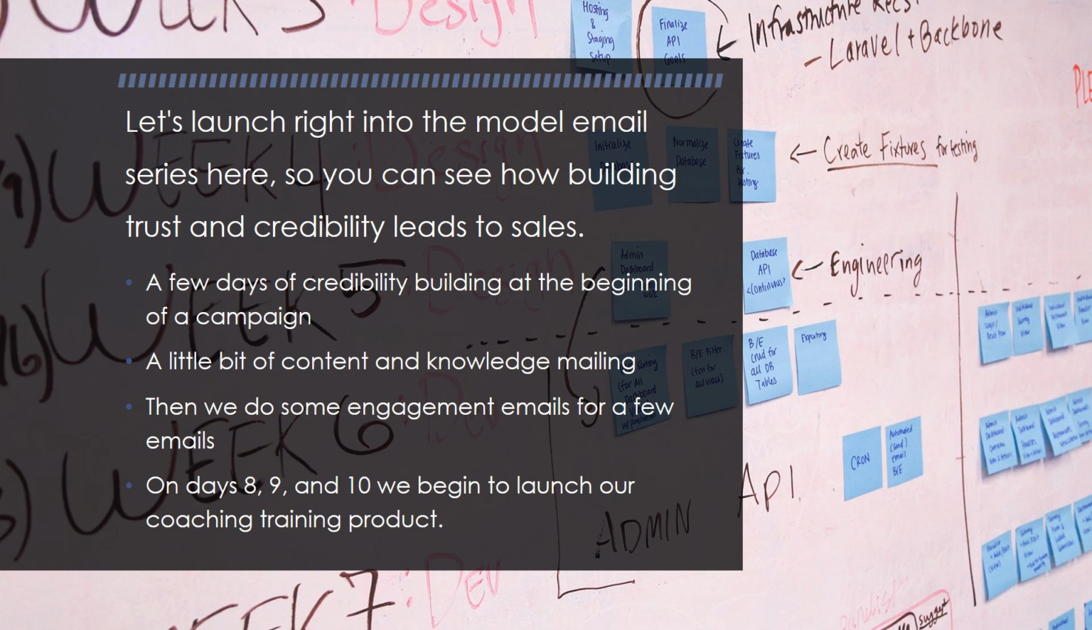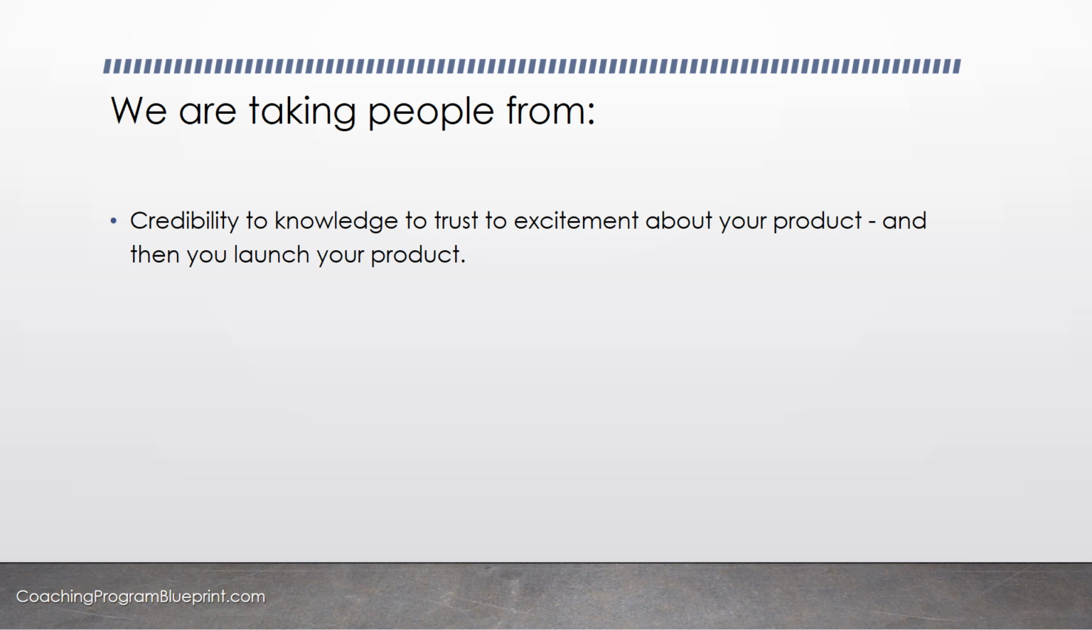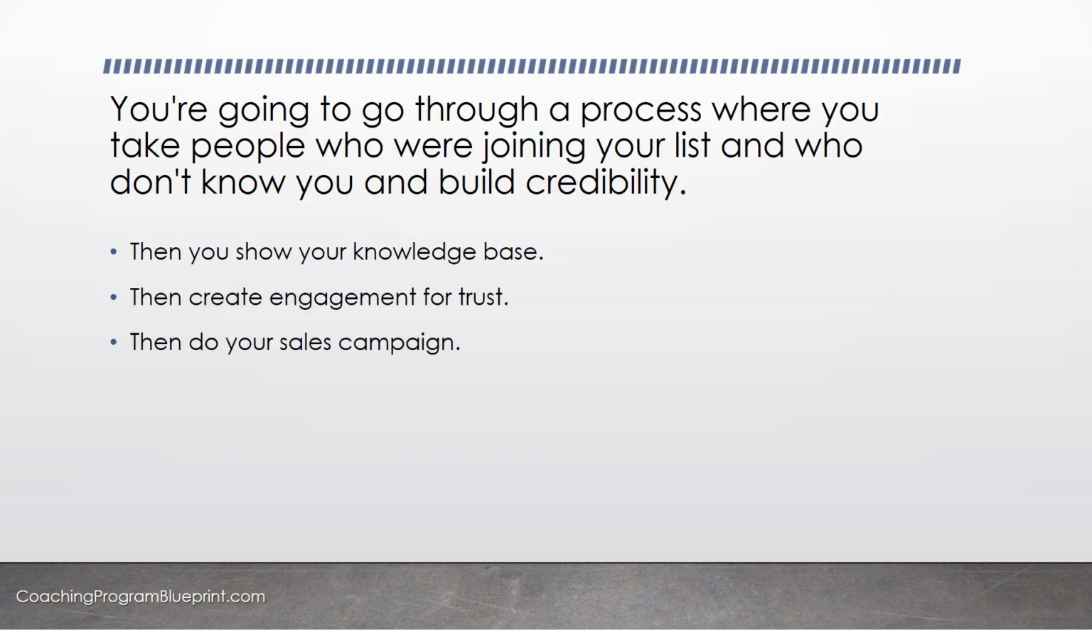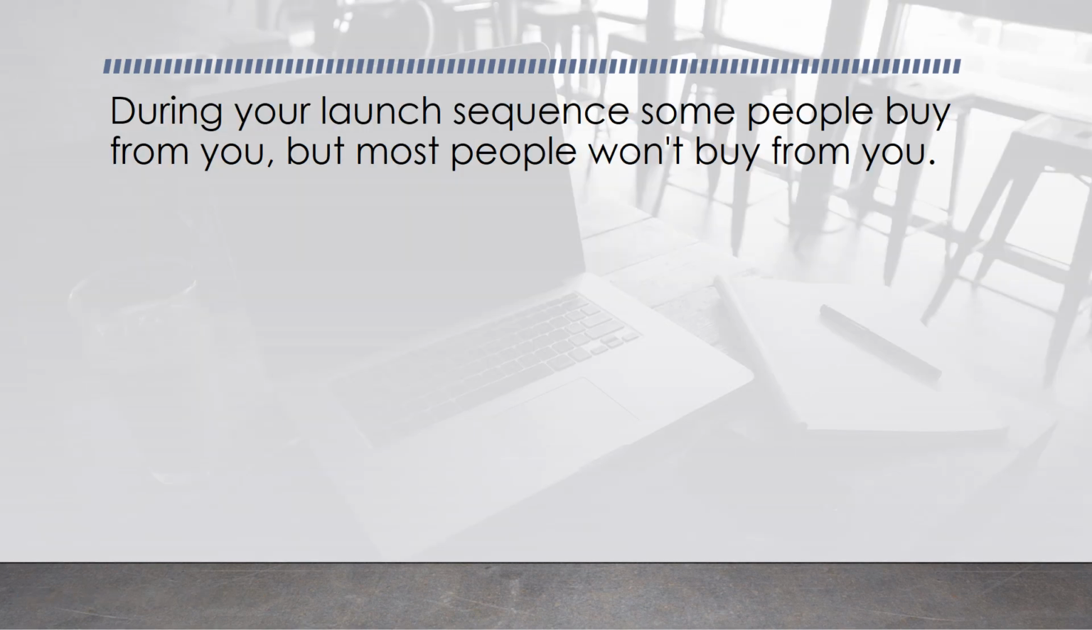This is the series. We're taking people from credibility to knowledge to trust to excitement about your product, and then you launch your product. I'm going to teach you how to do this when you enter the launch period too. The pre-launch, the actual launch, and the post-launch. I'll cover all of those particular emails. You're going to go through a process where you take people who are joining your list and who don't know you and build credibility. Then you show your knowledge base. Then you create engagement for trust, and then you do your sales campaign. During your launch sequence, some people buy from you, but most people won't buy from you.